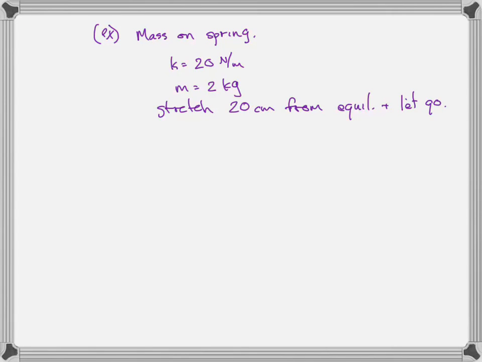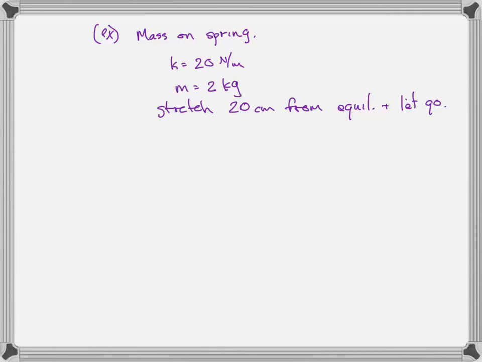So let's do another mass spring problem. These are really just straightforward plug-ins. Now that we have all the equations, let's say I have a mass on a spring. The spring has a spring constant of 20 newtons per meter. The mass is 2 kilograms. We stretch the spring 20 centimeters from equilibrium and let it go.